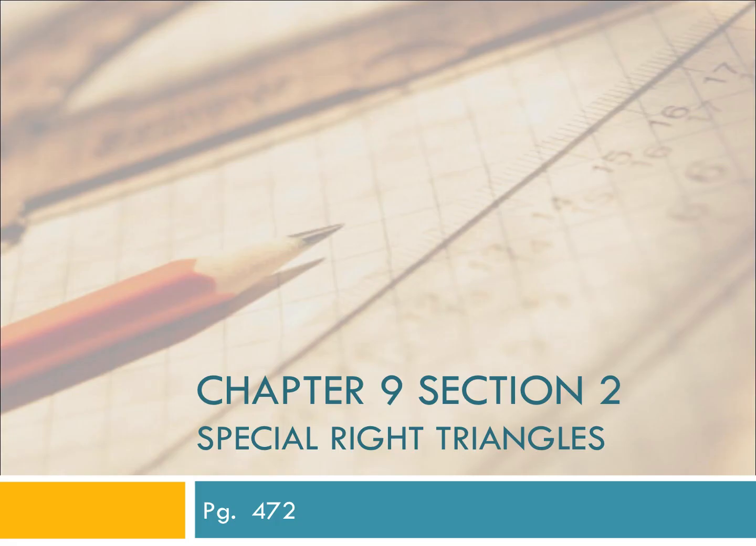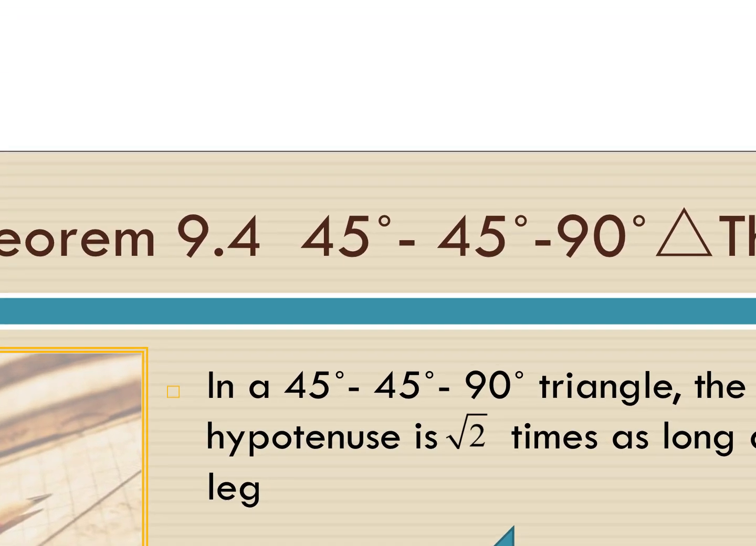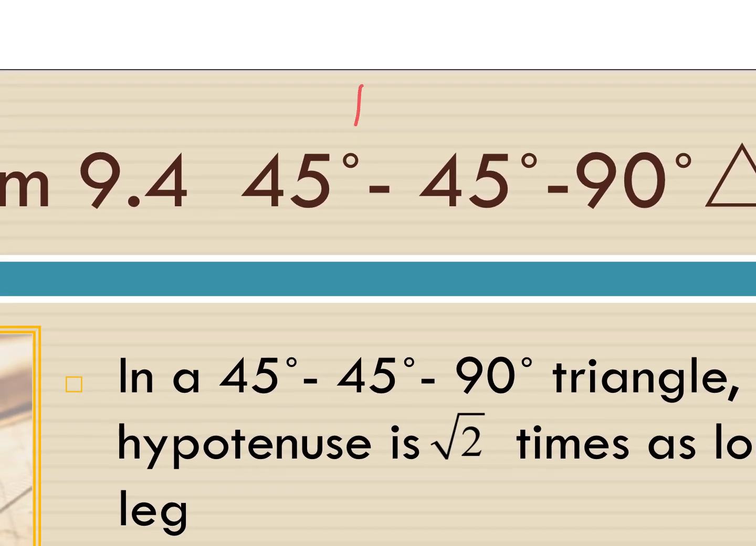Okay, today we are learning about 2 special right triangles. The first one is called a 45-45-90 triangle theorem. Guess what those 3 numbers stand for? The angles. Label that, okay? So if your angles are 45, 45, and 90, it is a special right triangle called our 45-45-90 right triangle. We do call it that, okay?